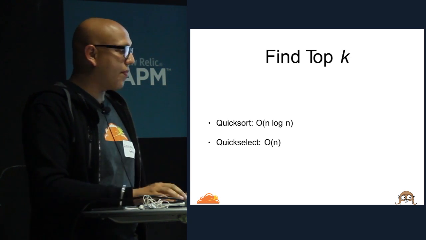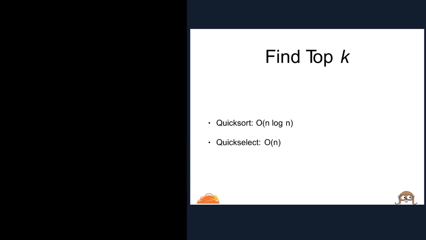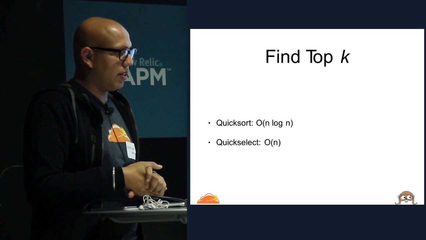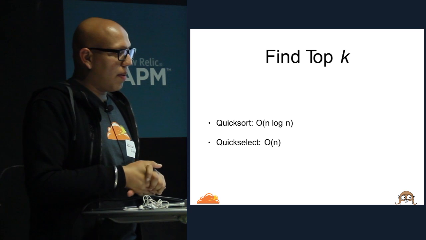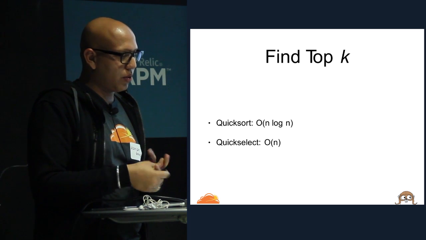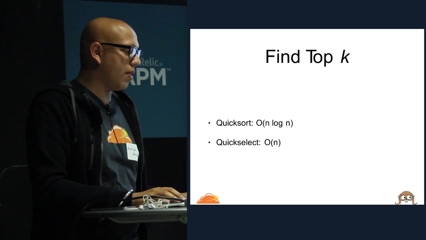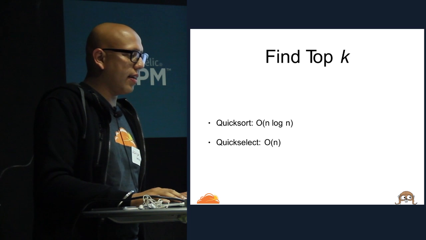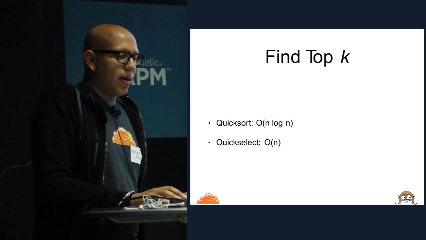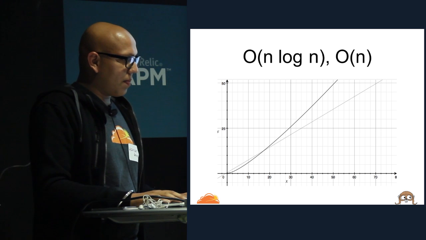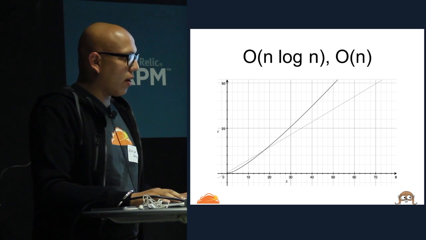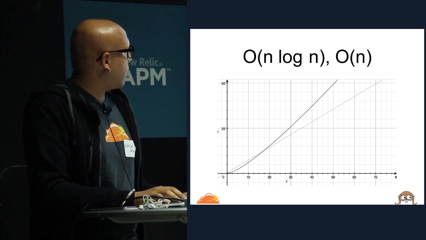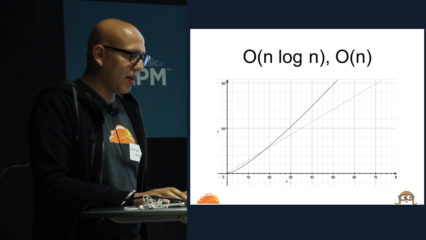So how do you find the top K from this map then? The first two things that come to mind are using sorting. Most implementations of sorting use quicksort, and on average it takes order n log n. Or you could use quick select, which finds the kth value in the set, and that's order n. Again, for visualization, the dark is n log n, and the lighter one is order n. They do not deviate that much. It's pretty okay.